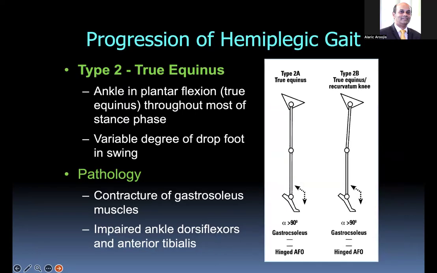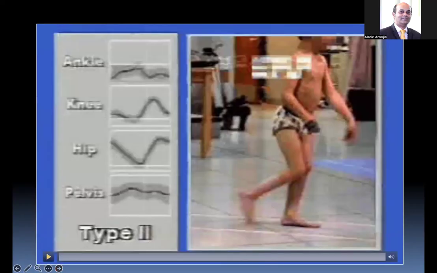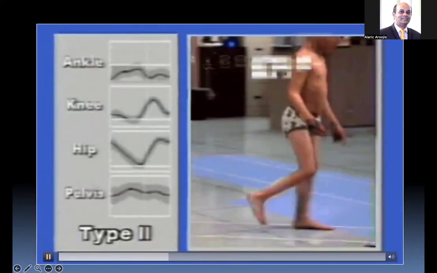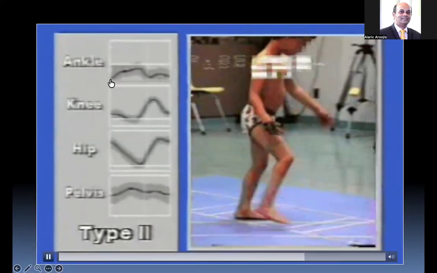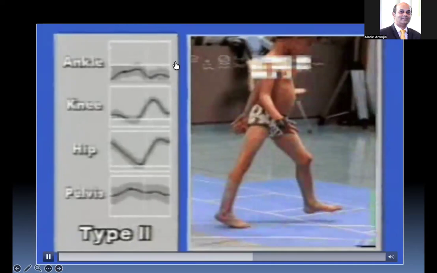If you move to the next type, which is the true equinus, now in addition to the foot drop in swing, they also have a contracture or a spasticity of plantar flexion and true equinus during the stance phase. And here they actually have a contracture of the gastrosoleus combined with impaired ankle dorsiflexors. So if you see a child with type 2, you can see what is manifest here. In the ankle, you'll see in the graph charts, this is the new line.